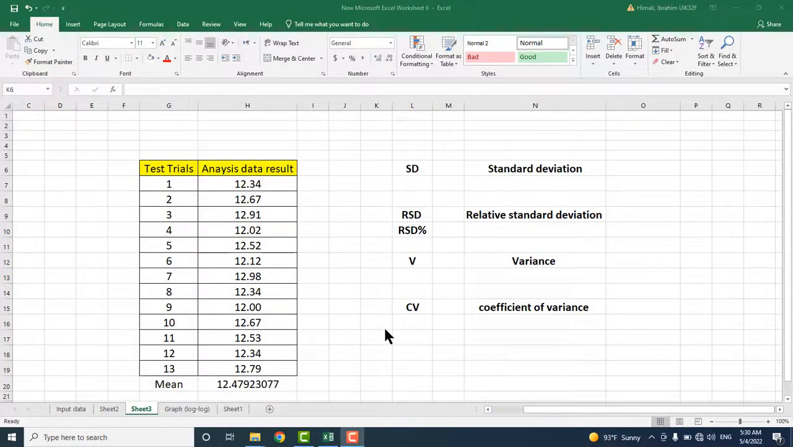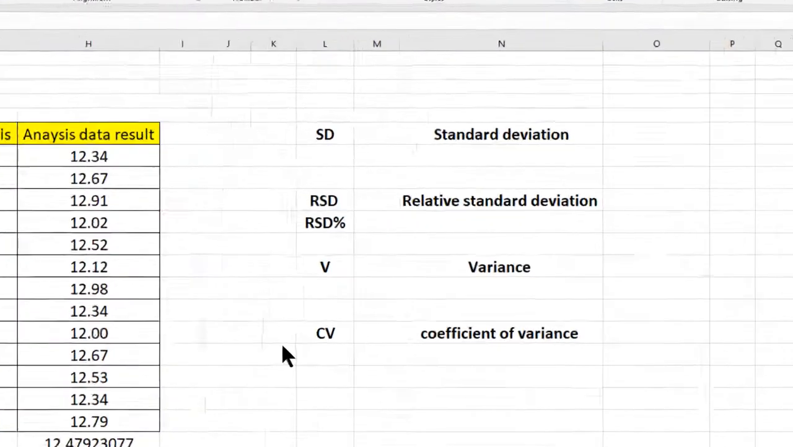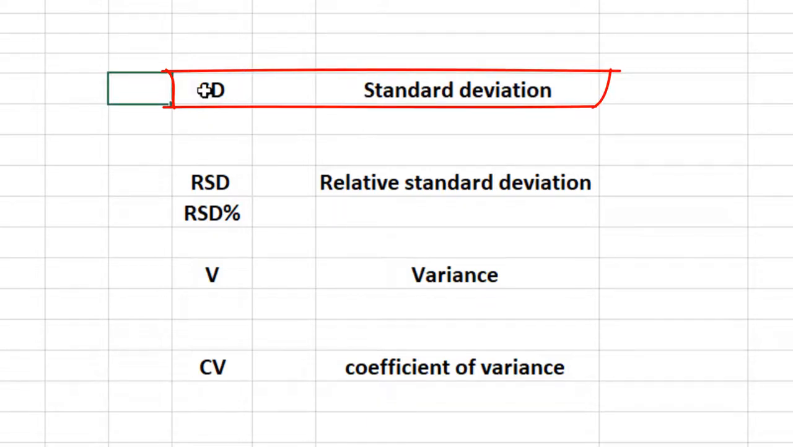Today I'm going to talk about 4 important terms that we use in our routine data analysis. First one is SD. SD refers to the standard deviation. Some people call it sigma, other people put it as a small s. It's up to you guys.